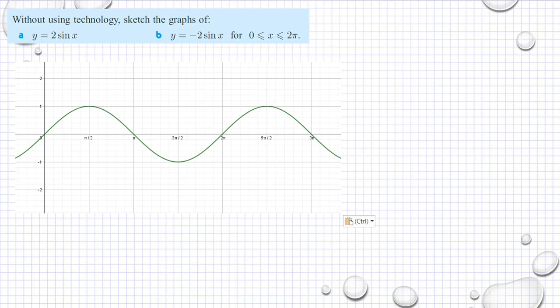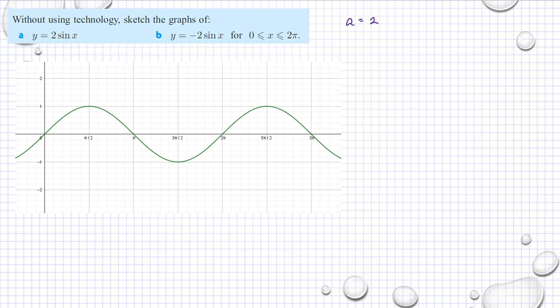Some examples on the topic graph of the sine function. Without using technology, sketch graphs of y is equal to 2 sine x. As you can see here, a is equal to 2, so our amplitude should be 2.